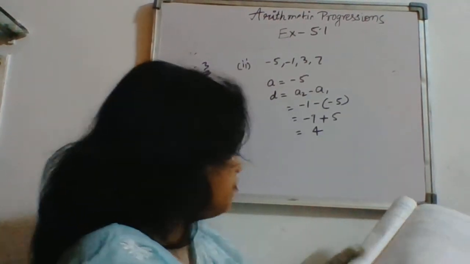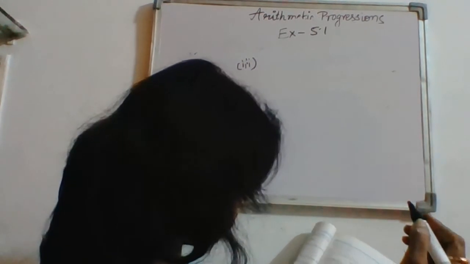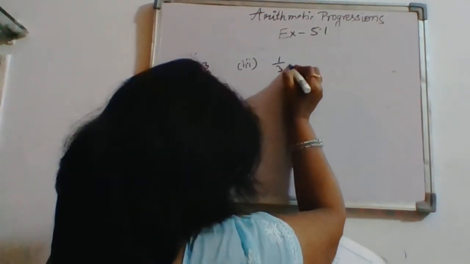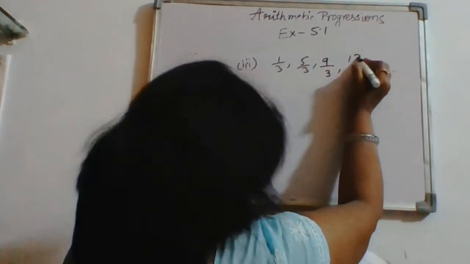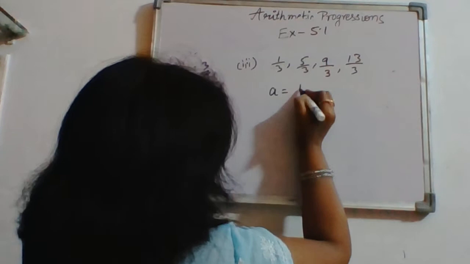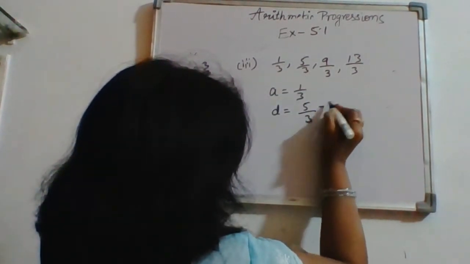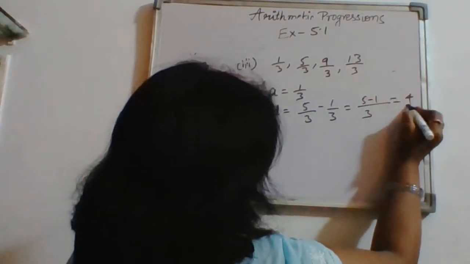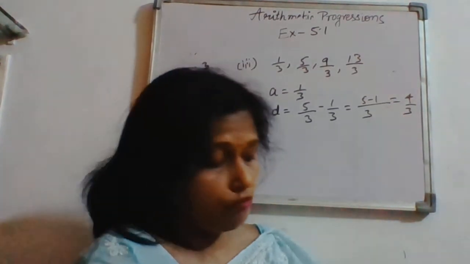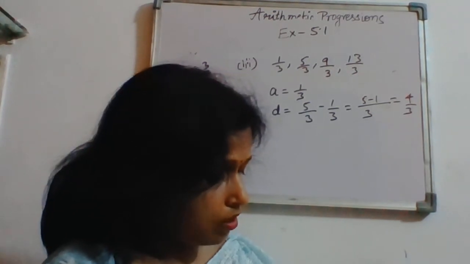Now see the third part. 1 by 3, 5 by 3, 9 by 3, 13 by 3. So the first term is 1 by 3. Common difference will be A2 minus A1, that is 5 by 3 minus 1 by 3. Okay, so it will be 5 minus 1, that is 4 by 3. Simply, the common difference is 4 by 3. So you can proceed here. All these parts you can now do on your own.